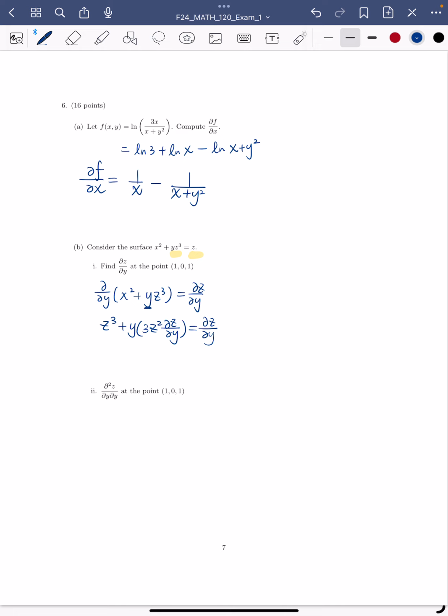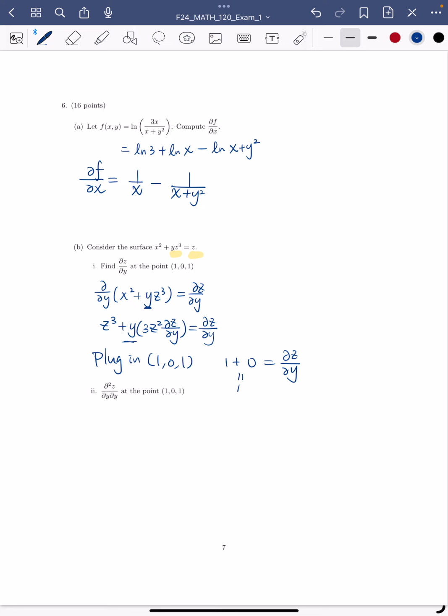Okay, let's try plugging in the point (1, 0, 1). So we have 1 plus 0. You plug in y equals 0, get 0 here, and then partial z, partial y. Okay, so our answer is 1.